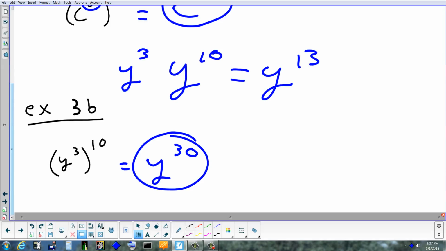Okay, does everyone understand the difference between what's at the top and what's at the bottom? Yes. Add exponents, multiply exponents.